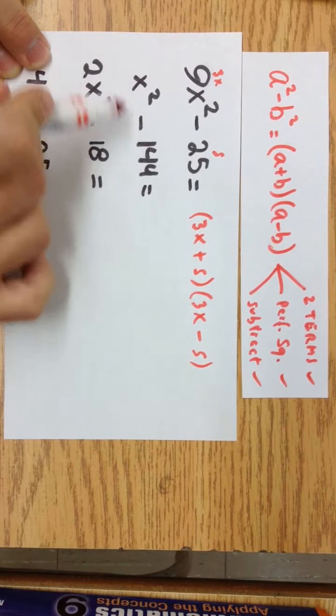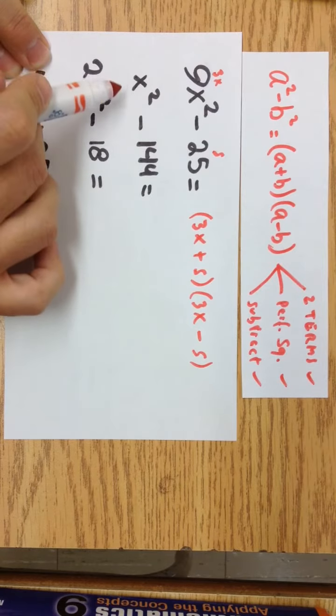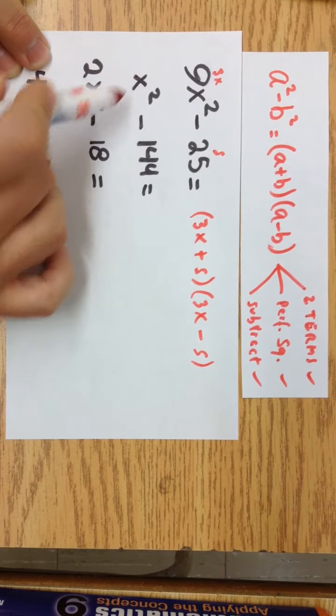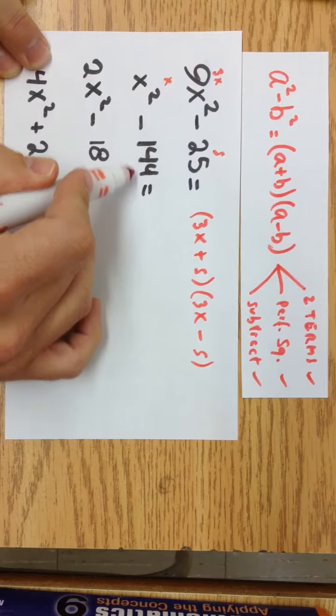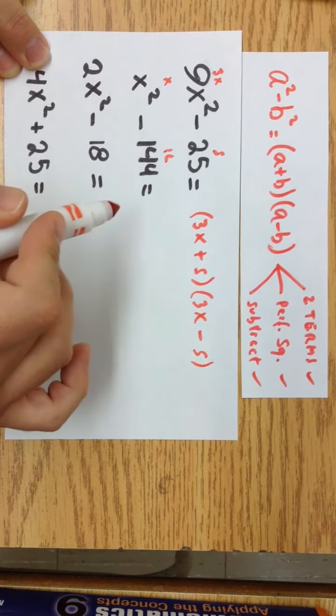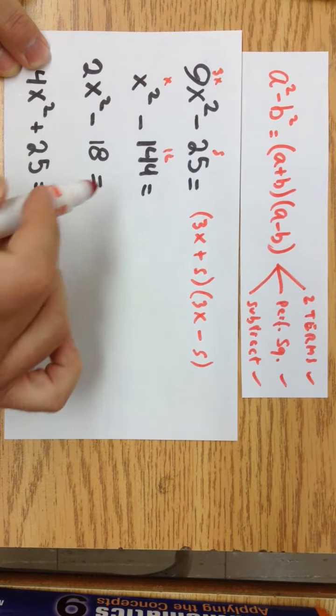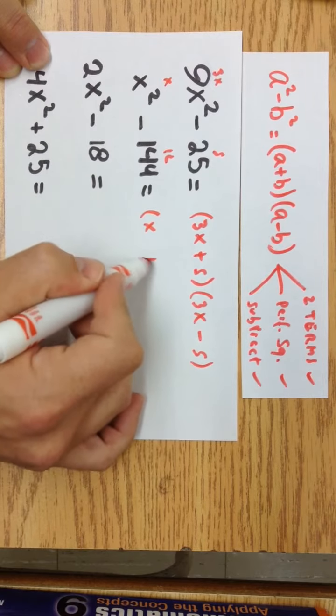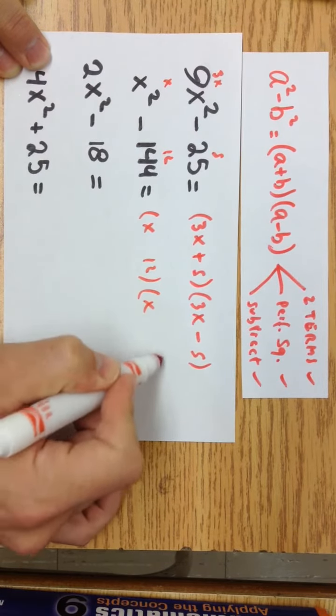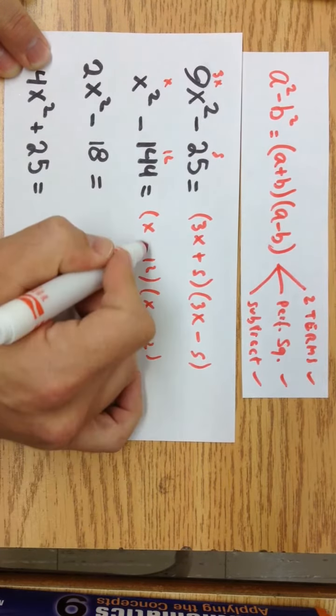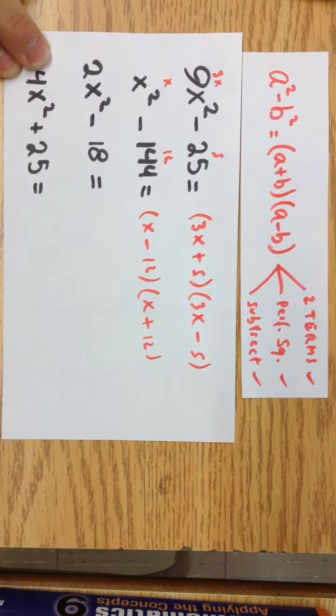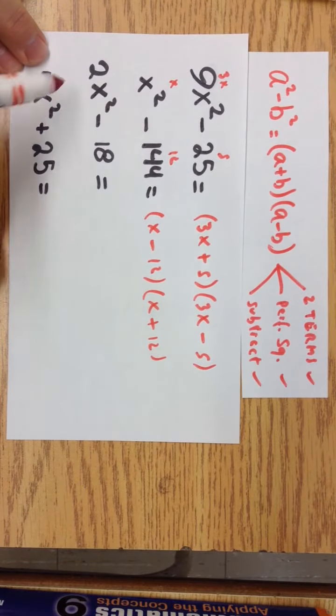So let's check this one. Is it two terms? Yes. Is this a perfect square? Yeah, that's x times x, so that's x. 144, yeah, that's 12. Is there subtraction? Yes, so therefore this is just x and 12, x and 12, and I just put a minus and a plus in either one. It doesn't really matter. What about this last one?